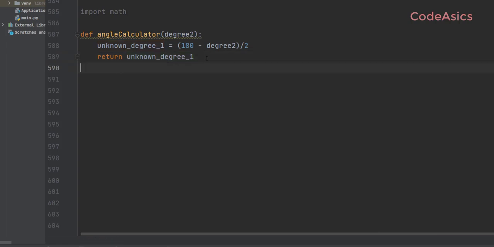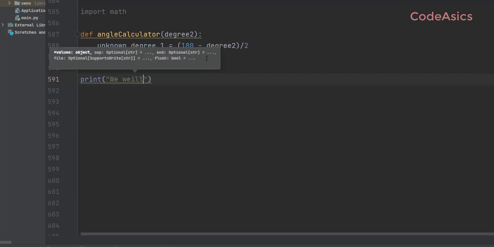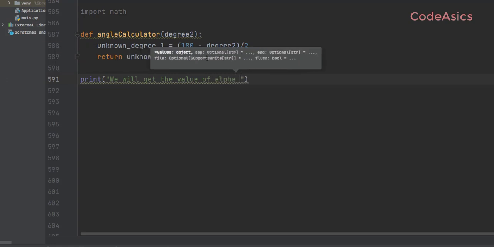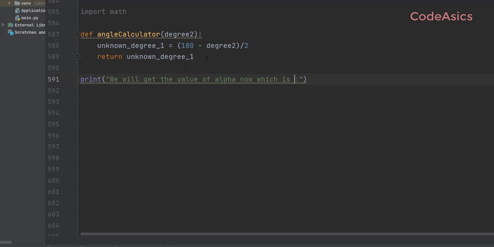So first let me give a print statement. Print, we will get the value of alpha now, right? So for that, probably I will say which is in the isosceles triangle. Okay, so we say degree_input. Now we are actually getting that 90 degree there.